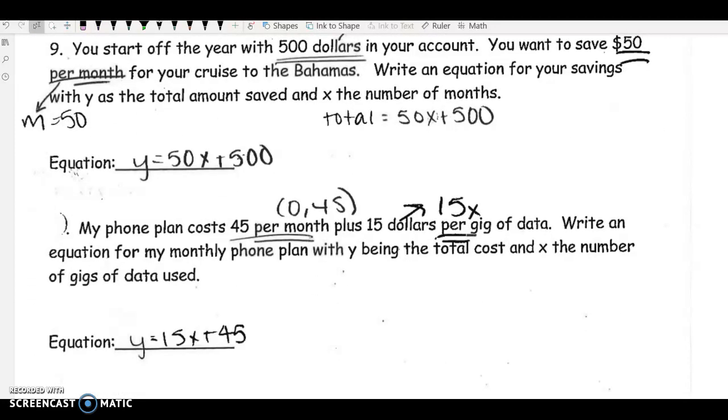Okay. The next one says my phone plan costs $45 per month plus $15 per gig of data. Write an equation for my monthly phone plan with y being the total cost and x the number of gigs. So I know y would be 15x plus 45. Again, I always think in my head, okay, what's staying the same no matter what? No matter what, your bill is $45 per month, so that's going to stay there. But then it's $15 per gig of data. So it says here that x is going to be the number of gigs of data, so they kind of give you the idea of what your slope would be.